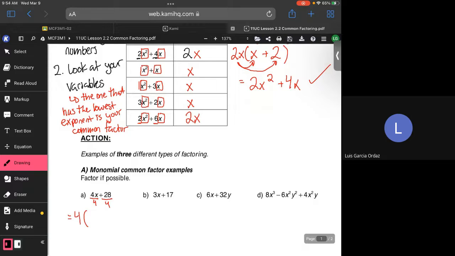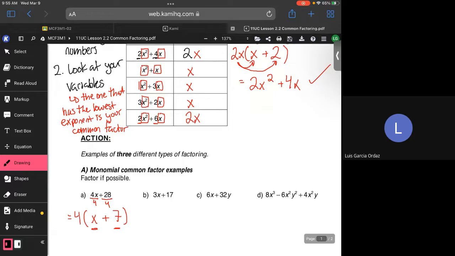So it would be 4 and then the bracket, x. Yep. And then 28 divided by 4, which is 7. So that would be plus 7. Perfect. So you're left with the bracket 4 times x plus 7. The reason being is because 4x divided by 4, I do my numbers first. 4 divided by 4 is just 1, and x is left by itself, which is why I have the x over here. And then 28 divided by 4 gives me 7, hence why I have my 7 over here. So that's why I have 4 times x plus 7.